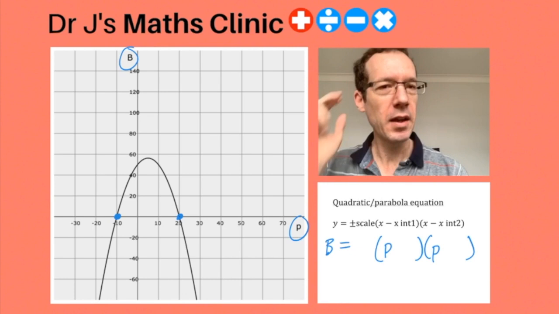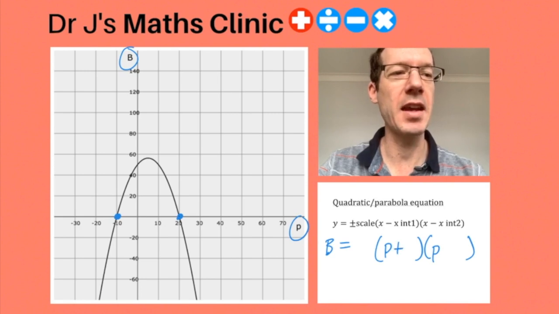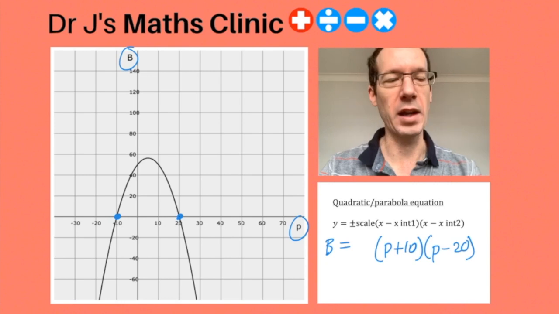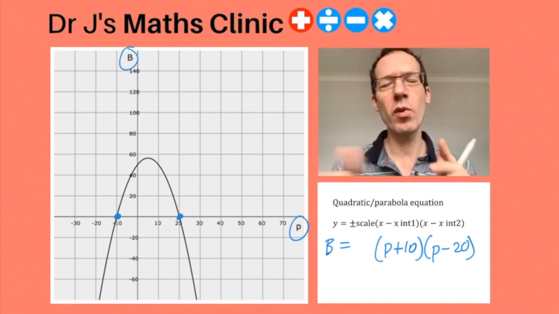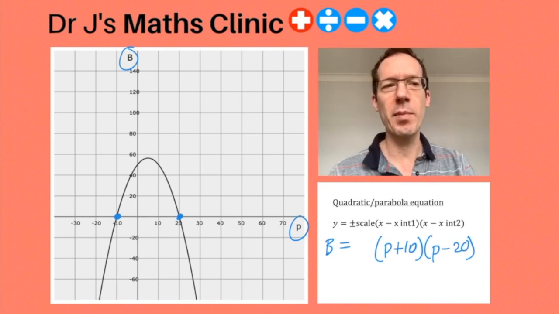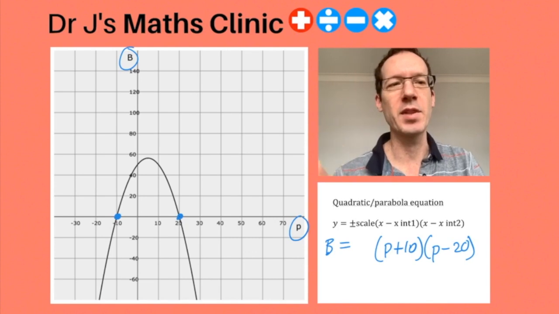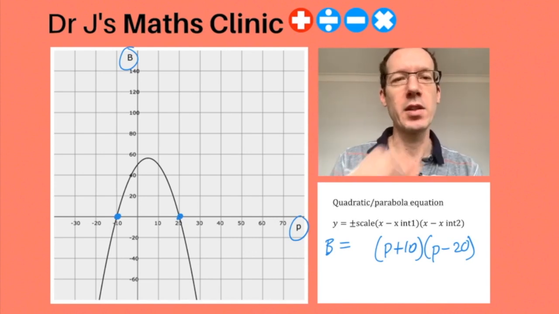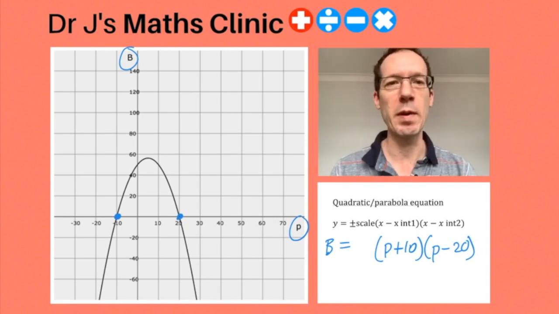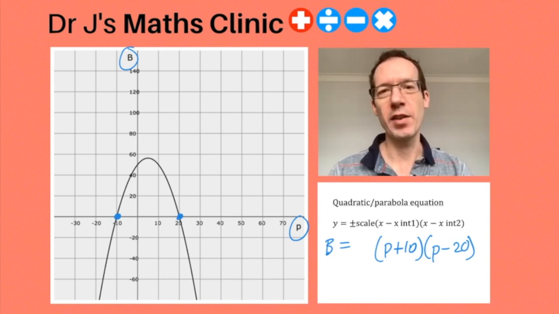That means over here I'm going to put, because the first one's -10, subtracting -10 is the same as adding 10, and then subtracting 20 is just subtracting 20. So notice how we always change the sign of those intercepts. If we have a negative 10, it becomes a plus 10 in the bracket. If we've got a positive 20, that becomes a minus 20 in the bracket. Just flip those signs and you'll always be right. Okay, we're halfway there. We just need to work out the scale.